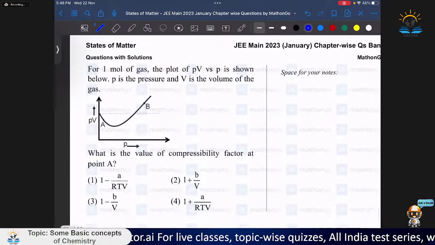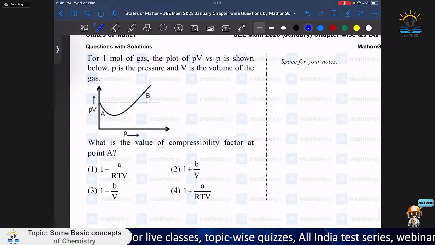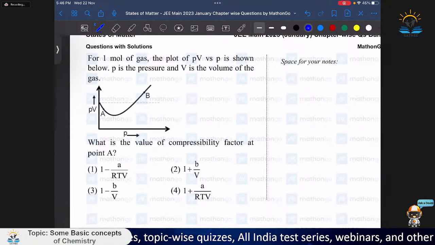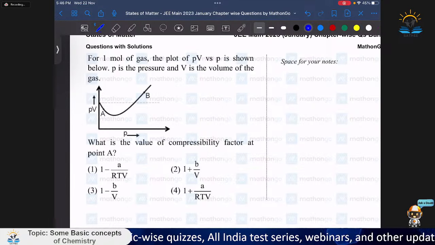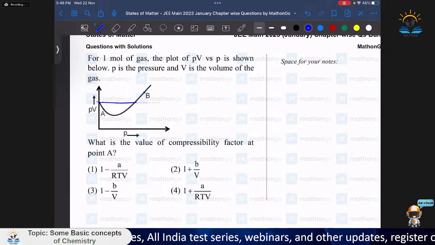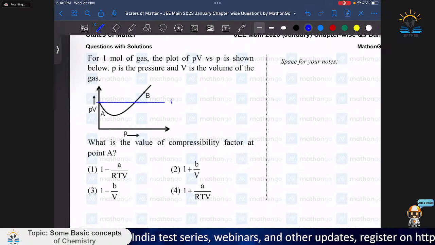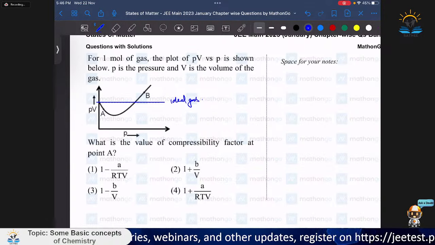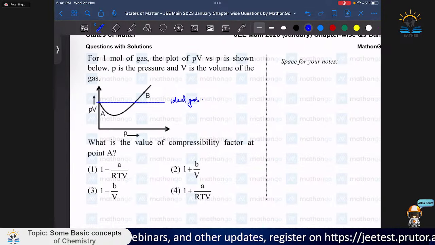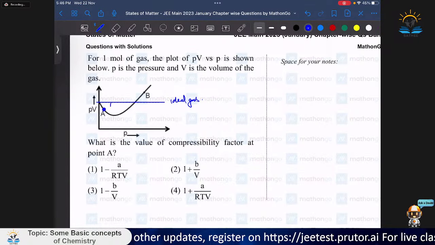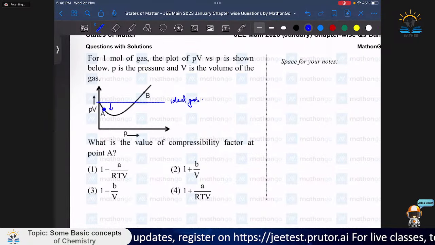Oh, we have one more question. For 1 mole of gas, the plot of PV versus V is given below. P is the pressure and V is the volume of the gas. And we know that this straight line is for the ideal gas we had seen. What is the value of compressibility factor at A?